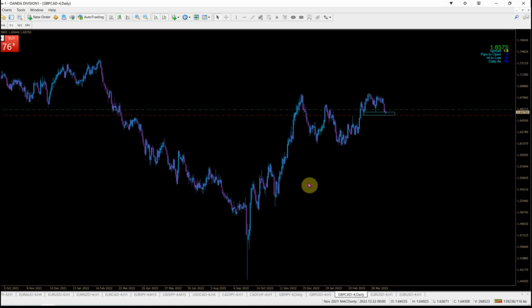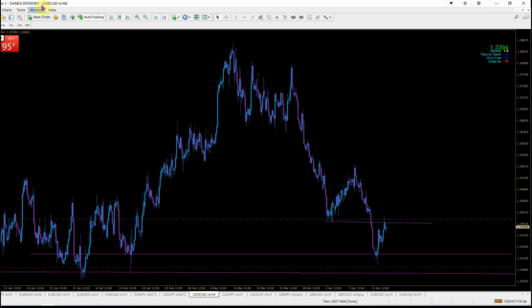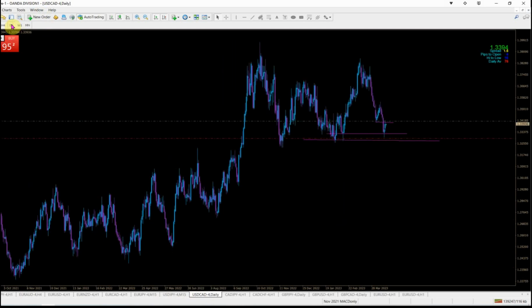But pairs like the pound Canadian are going to be pretty volatile pairs. And that's just the nature of trading some of these pound crosses. You just have to be willing to sit through some volatility. So, all right. And then the other one is also a CAD pair, the dollar Canadian. And again, it's pretty much the exact same thing. And this one, I'm looking at the daily chart here.